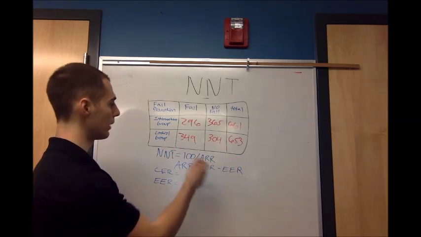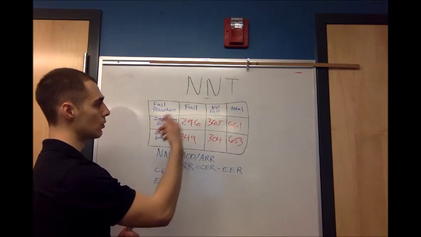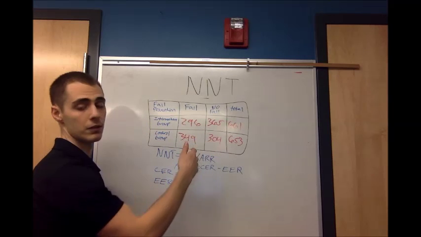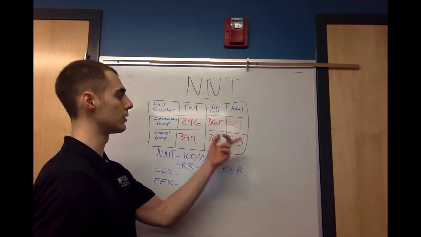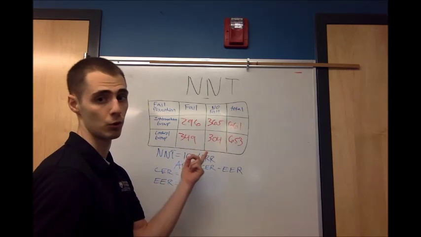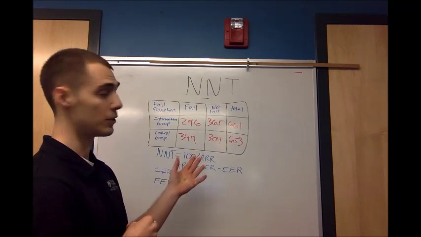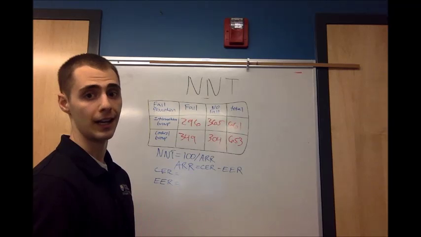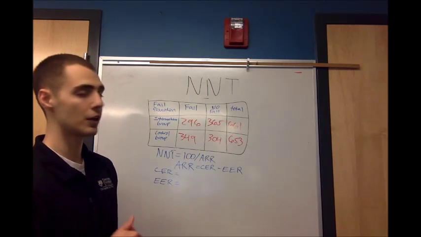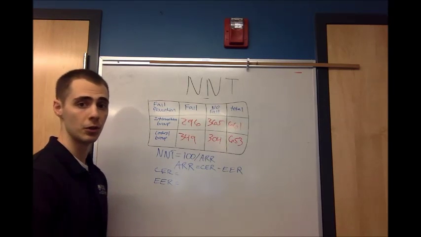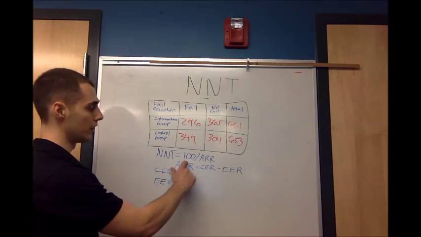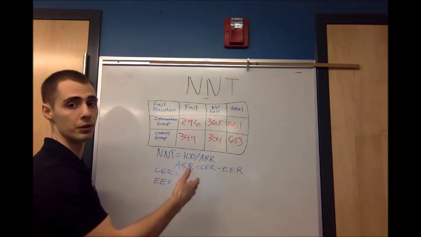Now, in the control group, we had 349 individuals who fell. We had 304 individuals who didn't fall, with a total population of 653 in our control group. Now we can use this data to calculate our NNT. Our NNT formula is going to look like this. It's going to be 100 divided by our absolute risk reduction.